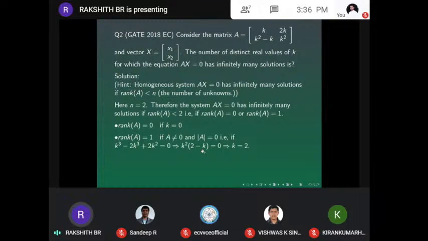Therefore one of them must be equal to 0, and hence your k cannot be equal to 0 because A is not a null matrix. So your k must be equal to 2. So therefore the answer is k must be equal to 0 or 2. And hence the number of distinct real values of k is 2. Okay?